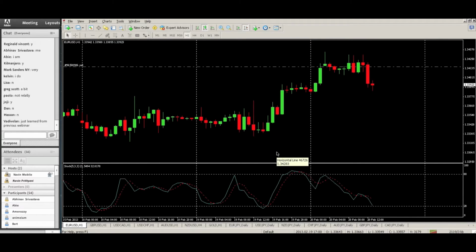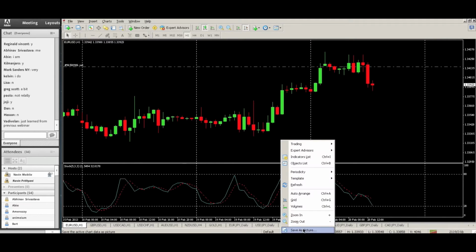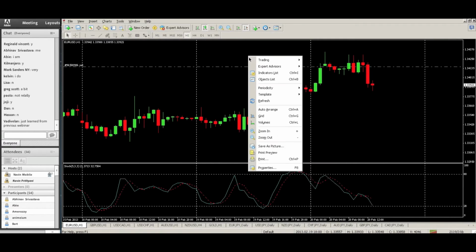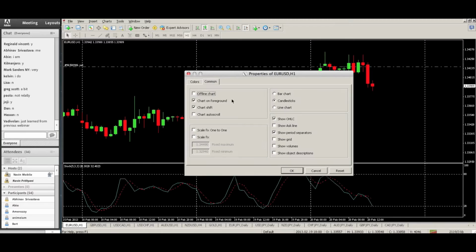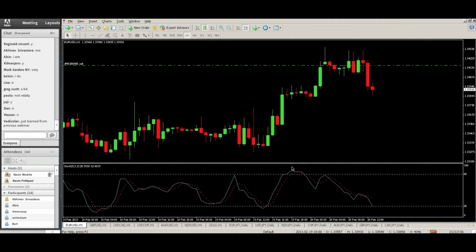Now, let me remove these period separators so the charts are even more clean. Okay, perfectly clean. You guys see just the charts and the indicator now, right? Now let's go through this. Now, take a look at this thing right here.